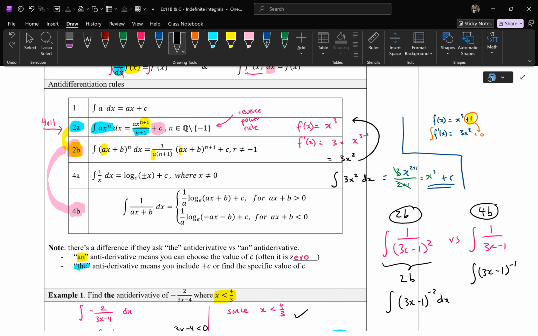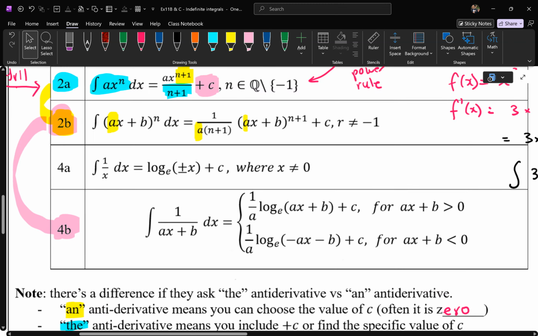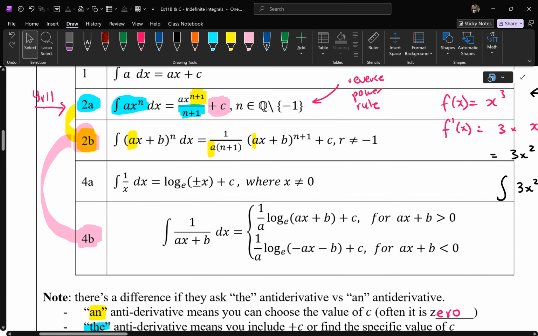2b is one where you have any power except -1. 4b is when it literally is just 1 over ax plus b. Okay? Now, one little caveat. Let's look at the rule for 4b.